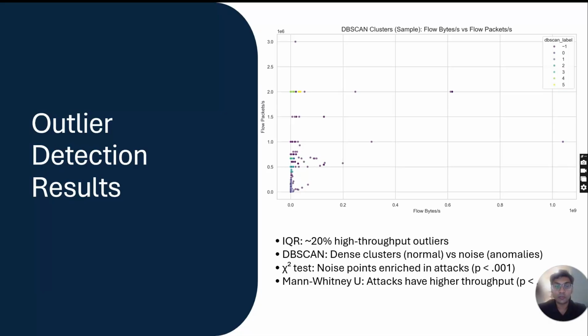a chi-square test of independence is conducted between the DBSCAN noise label and the dataset's benign versus attack label, and the resulting p-value is highly significant, indicating that noise points are strongly enriched in attack flows. Similarly, a Mann-Whitney U test comparing throughput between benign and attack flows shows significantly higher median throughput for the attack class, reinforcing the conclusion that the chosen features have meaningful discriminatory power.